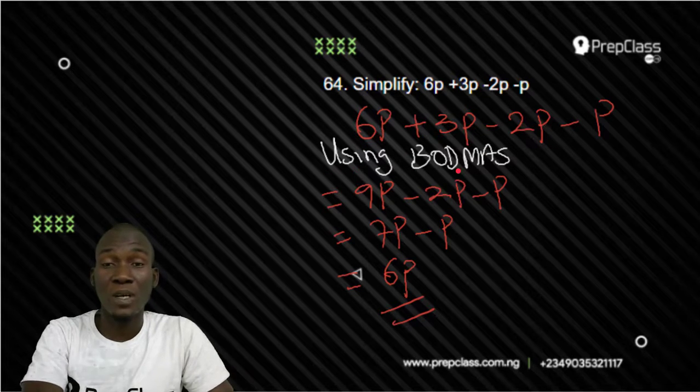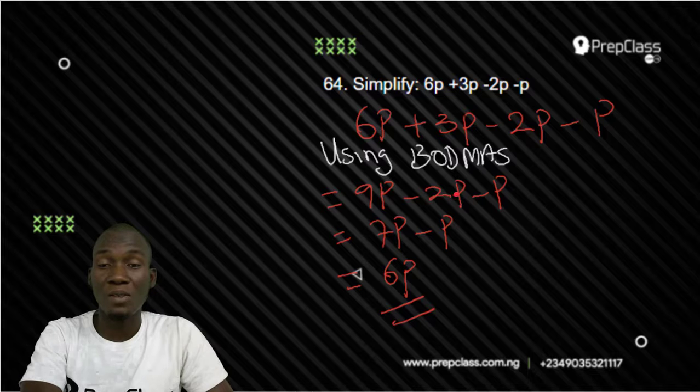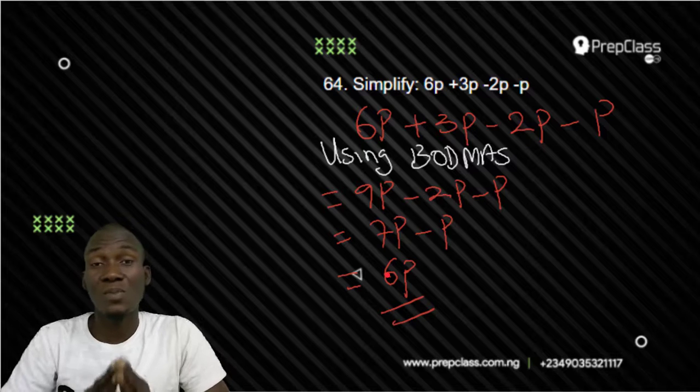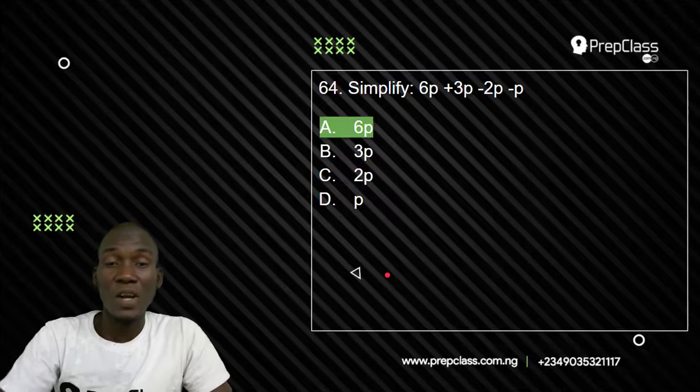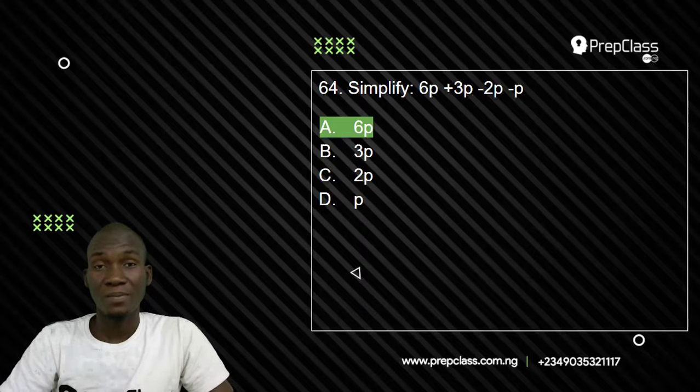Now we have to use BODMAS. For BODMAS, we have bracket, of, division, multiplication. But there is no bracket, no of, no division, no multiplication. So we only have addition and subtraction. Since addition is coming before subtraction, we add first. 6p plus 3p gives us 9p, minus 2p minus p. The next thing is to subtract: 9p minus 2p gives us 7p, minus p. So 7p minus p gives us 6p. And that's how simple it is. So the correct option is option A, 6p.